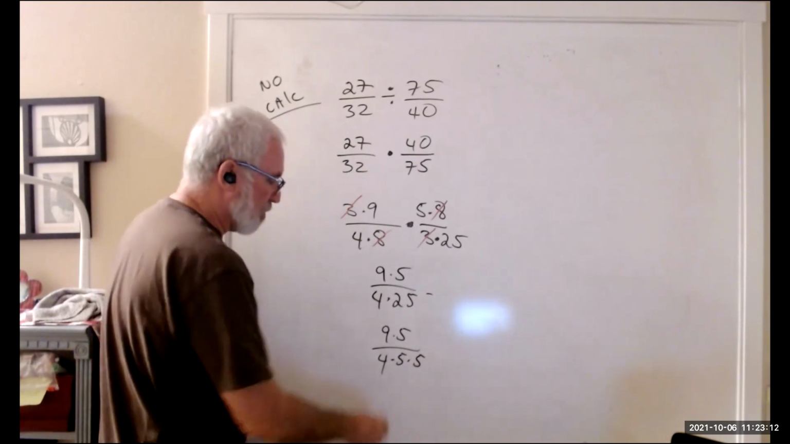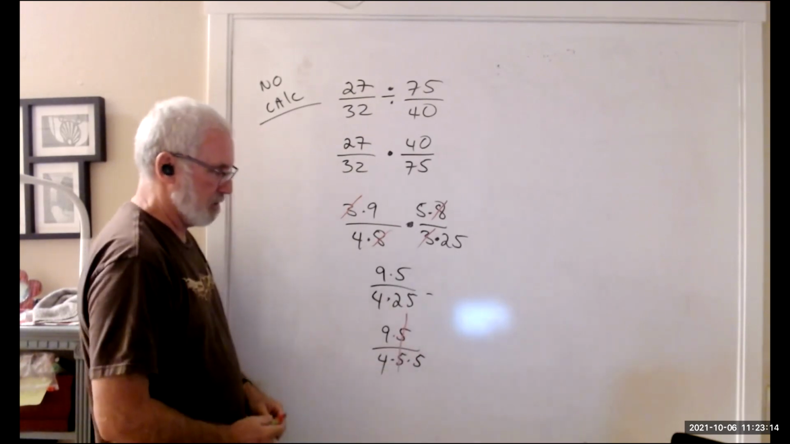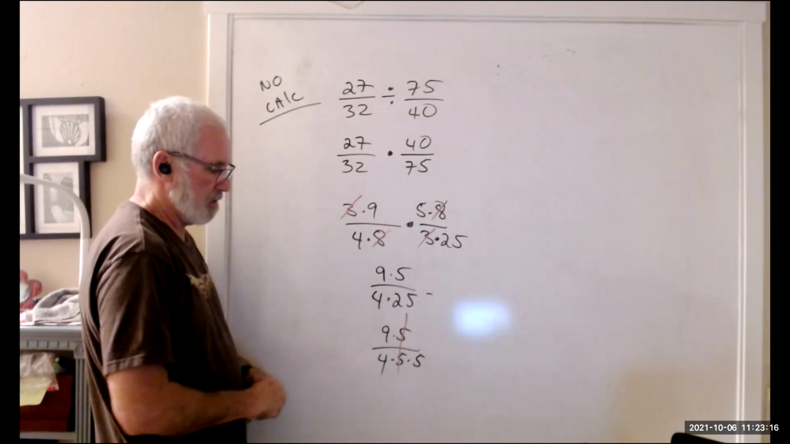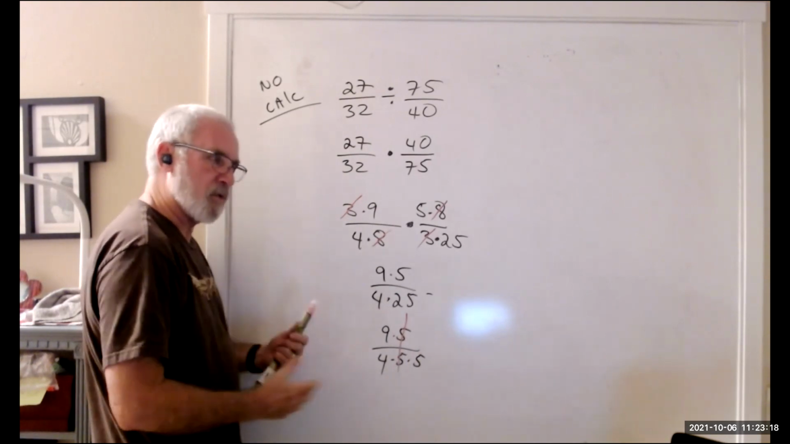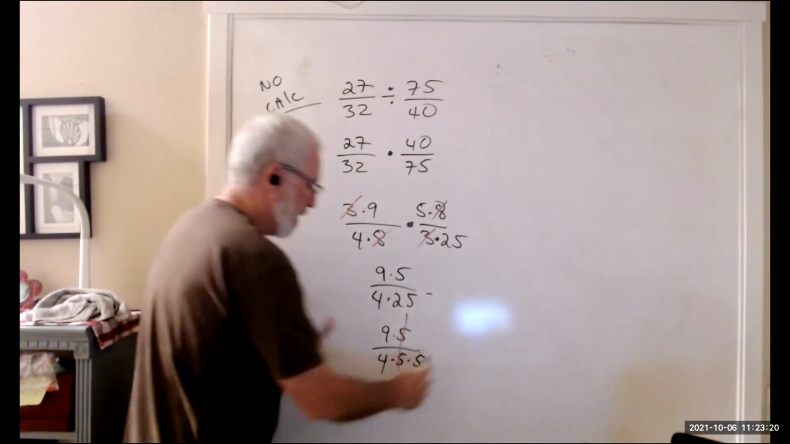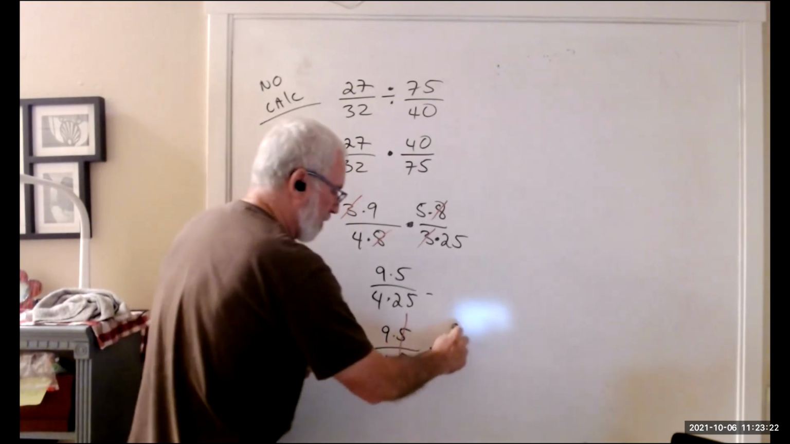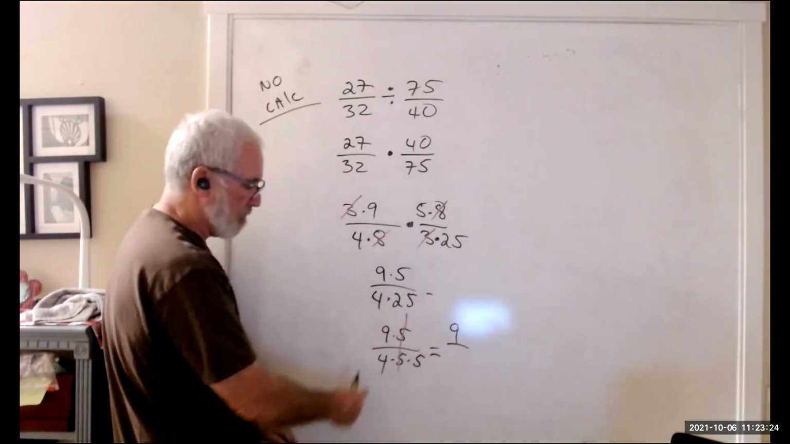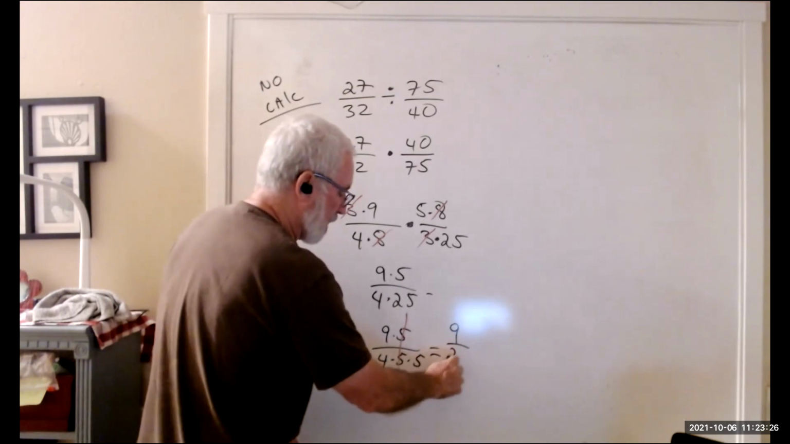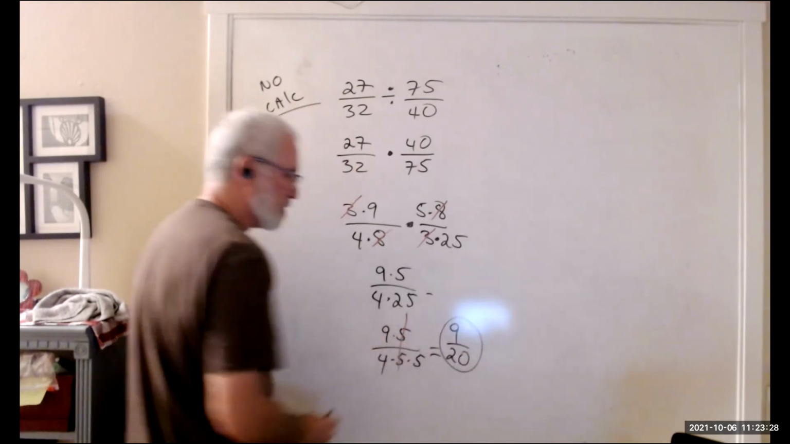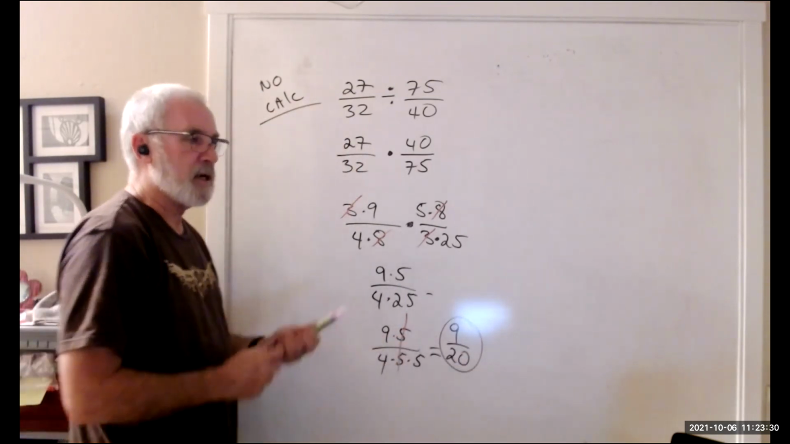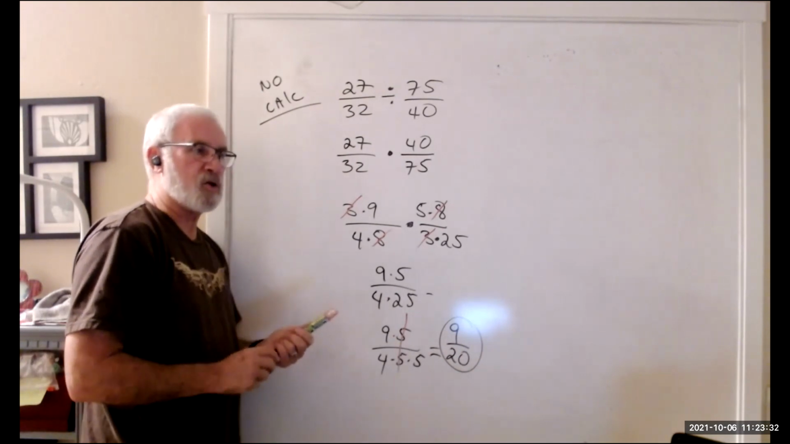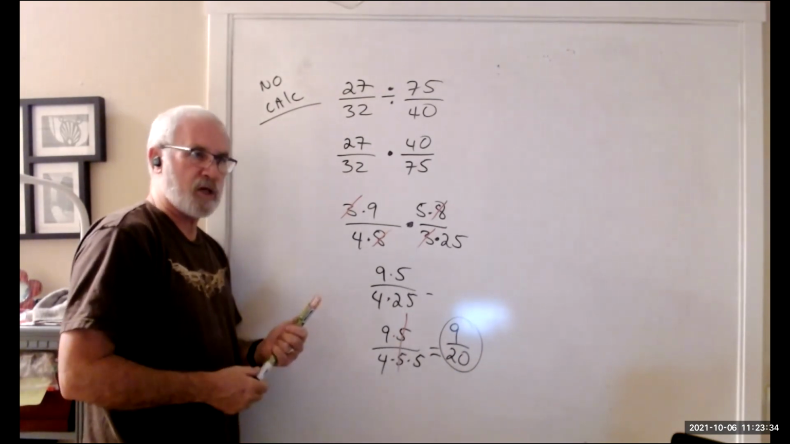So I can still do some more cross canceling. The 5 and the 5 cross out. I'm ready for my final answer. On top, I only have a 9. On bottom, I have 4 times 5, which is 20. And there's my answer. And I did not use my calculator. I just used my basic multiplication skills.